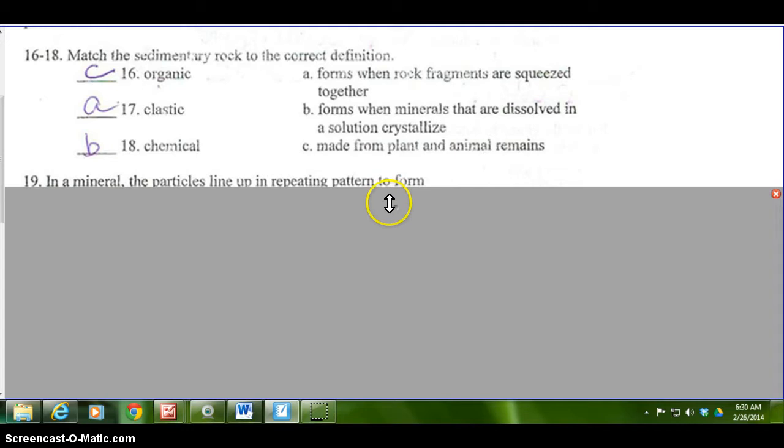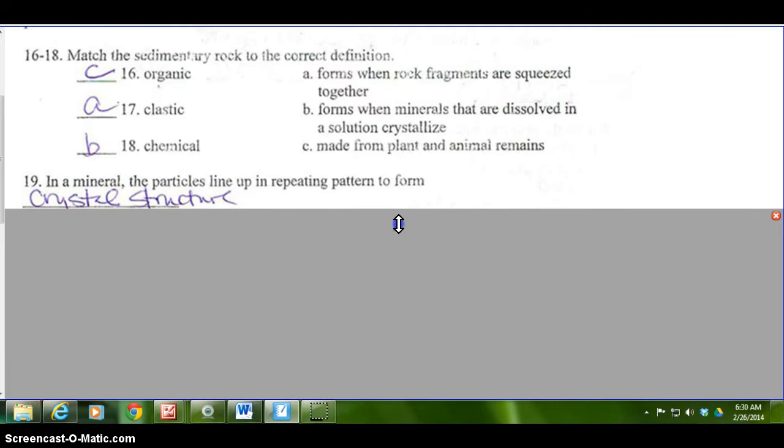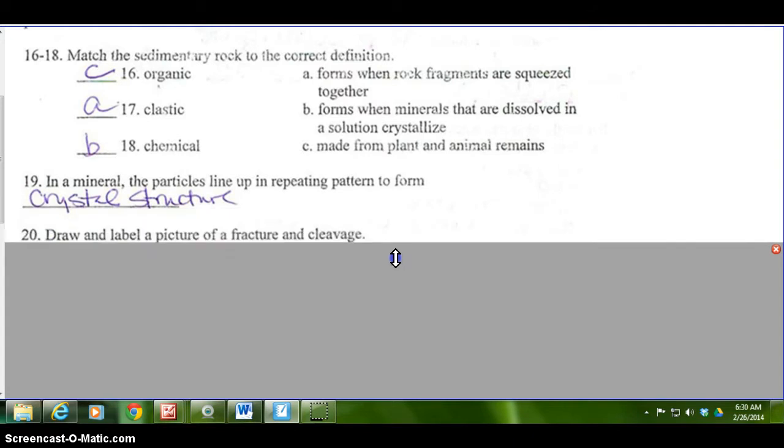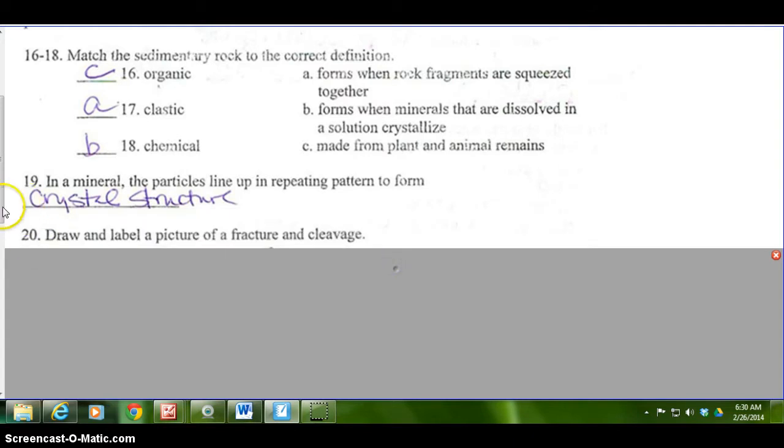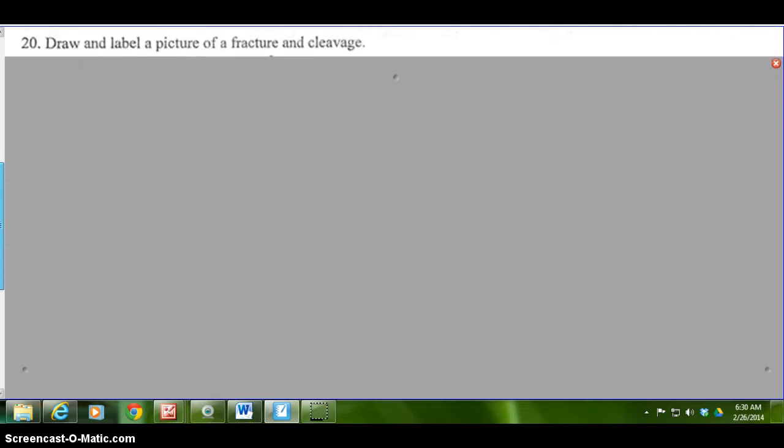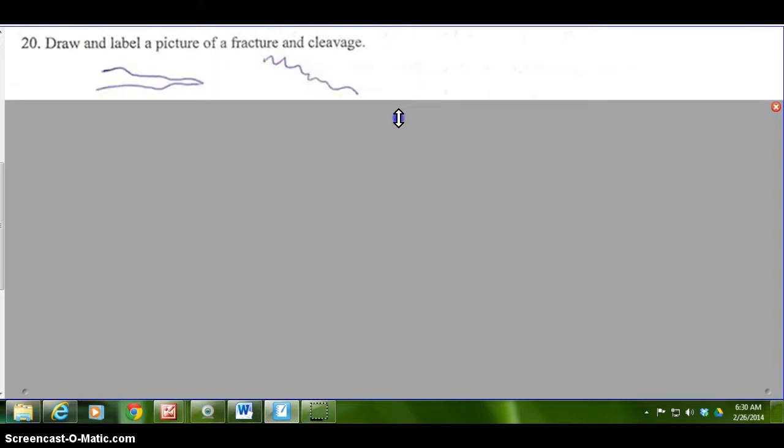Remember that repeating pattern is one of those qualities that we use to identify a mineral, and that's its crystal structure. And number 20, these were drawn very quickly, so hopefully yours look better than mine, but draw and label a picture of fracture and cleavage. Remember, that's how a mineral would break. Think of your bone.